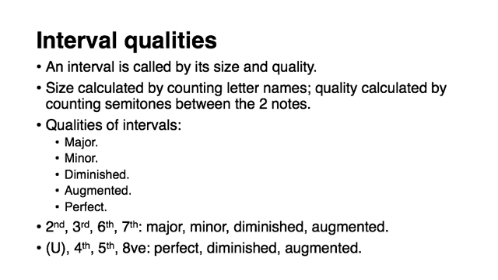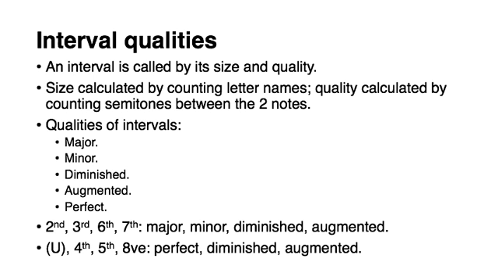Just a little review. As you will remember, an interval is called by its size and quality. The size of the interval is calculated by counting letter names starting from the bottom note and including the bottom note of the interval. The quality of the interval is calculated by counting the number of semitones between the two notes, that distance.